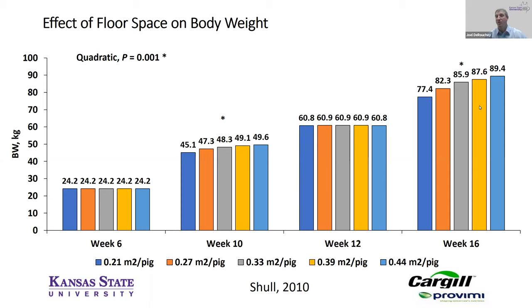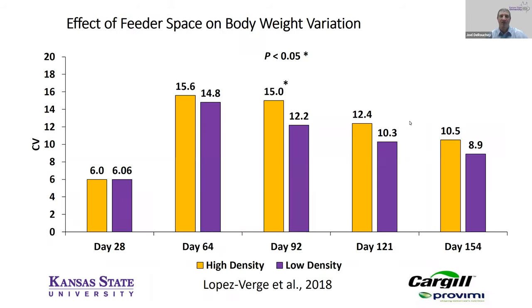So what this shows is the smallest pigs and heaviest pigs were impacted the same by floor space. And that's not necessarily a driver of causing smaller pigs to be smaller or the bigger pigs to be bigger within a population. It was simply a function of the entire population shifting their body weight when CV did not change. Similar with feeder space, and it's interesting in this particular study, as we look at high density or low density on feeder space.